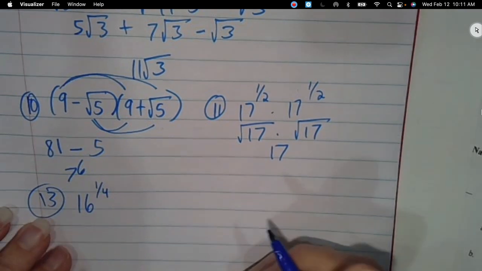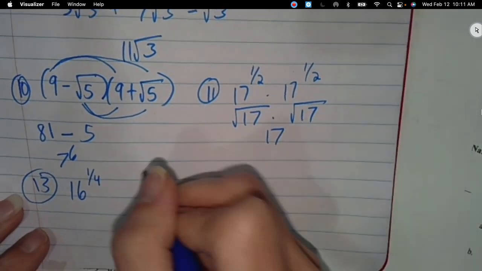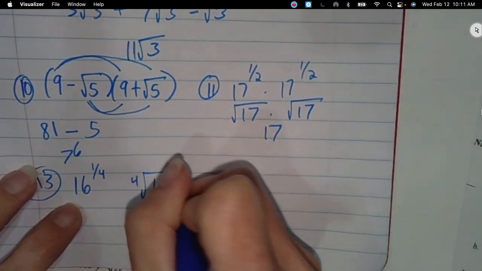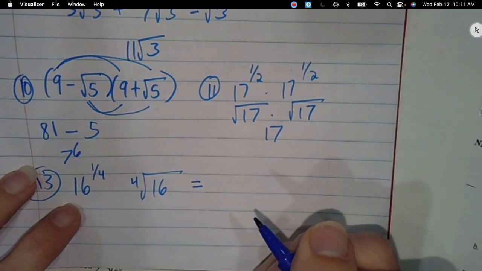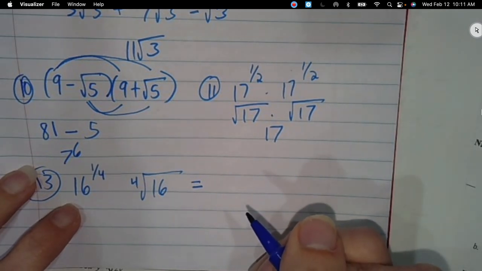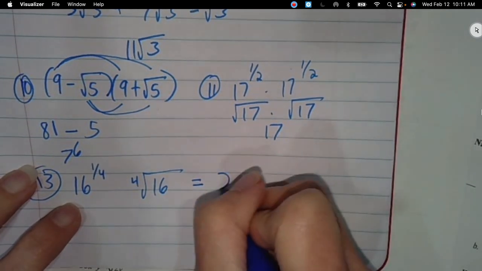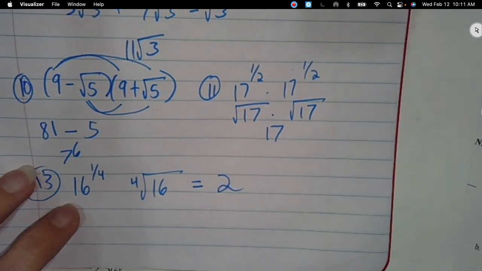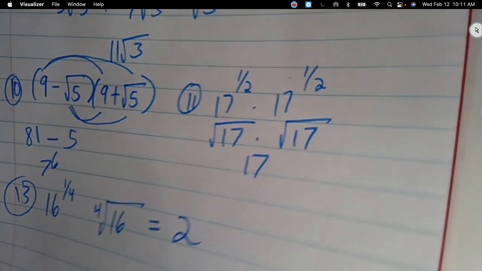16 to the 1/4. Another way to think of that is the 4th root of 16. What would the 4th root of 16 be? My guess is 2. Oh, it is on there. Are you gonna leave those up? Yeah.